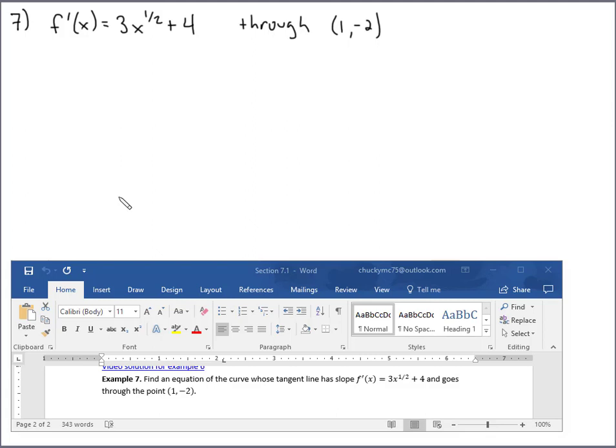Looking at example 7, the worksheet for section 7.1, find the equation of the curve whose tangent line has that slope and goes through that point. Alright, so we're looking for the equation of a function whose tangent line has this slope. That means we're basically given the slope and we're asked to find the function that has that slope. That's a good indication that we're doing an antiderivative.